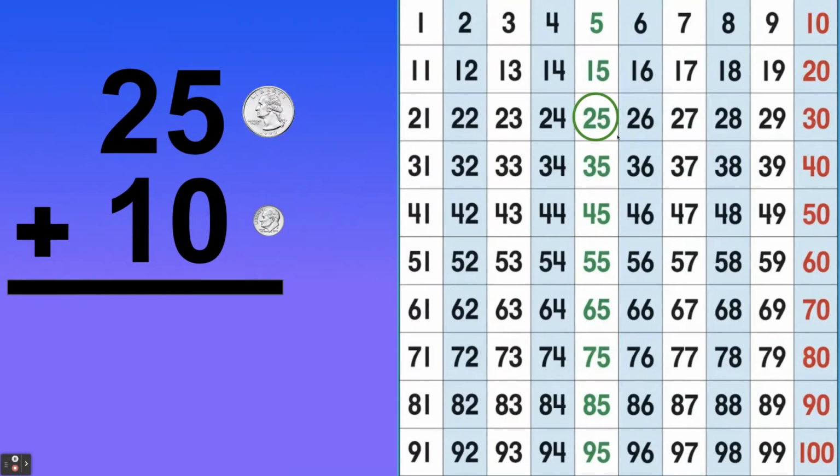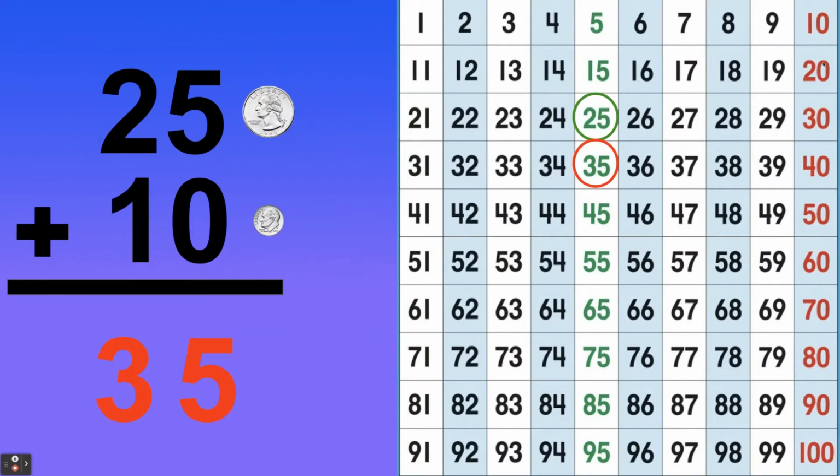25 plus 10, 5 plus 0 is 5. 2 plus 1 is 3. 25 plus 10 is 35. 1, 2, 3, 4, 5, 6, 7, 8, 9, 10. So if you can picture the hundreds chart in your brain, when you add 10 to a number, just picture the number right below it.